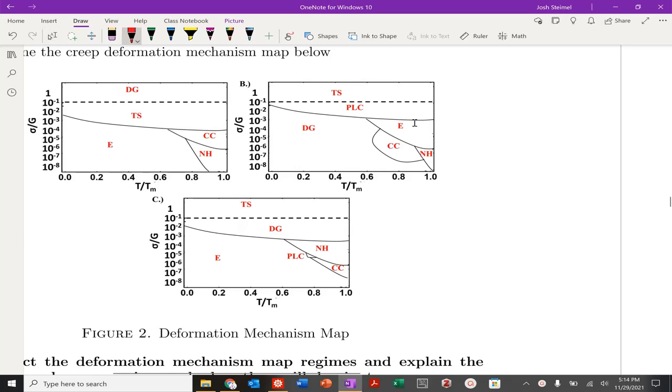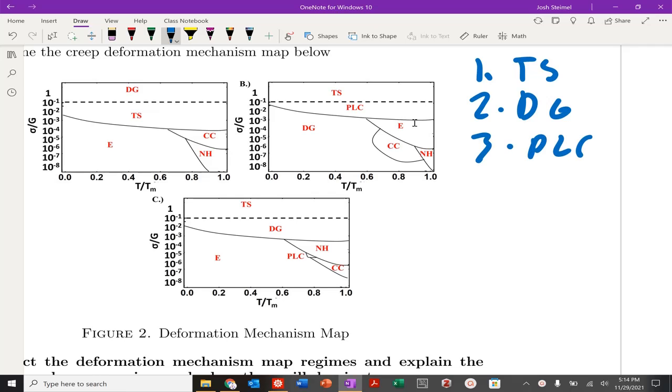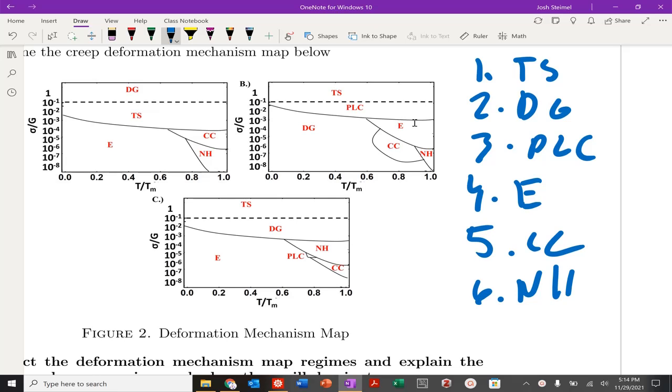So what we're going to do to make our life a little bit easier, I'm going to label different colors. 1 is going to be our theoretical strength, theoretical shear stress. 2 is going to be dislocation glide. 3 is going to be our power law creep. 4 is going to be our elastic regime. 5 is going to be Coble creep, and 6 is going to be NH.